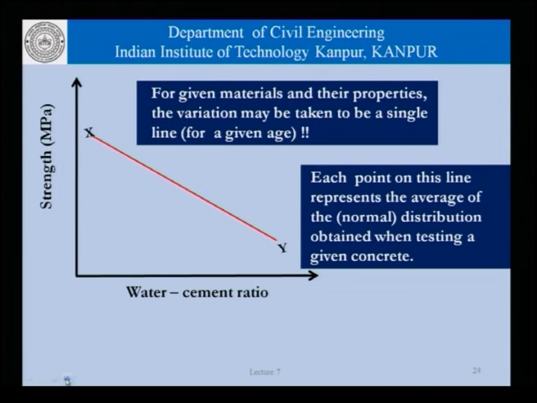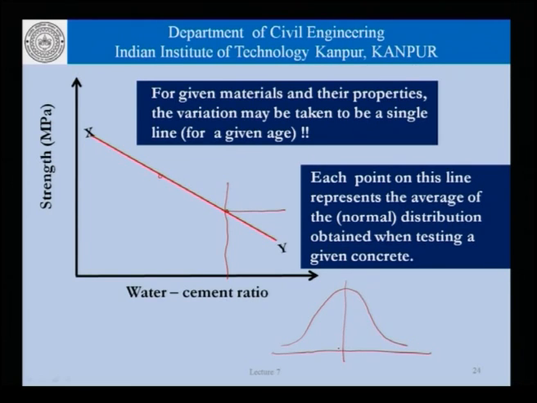We must remember, each point on this line, whether it is a point here or a point here, actually represents the average of the normal distribution obtained when testing a concrete. So, what we are really saying here is that for a given water cement ratio, if we test a lot of cubes, what will we get? We will get a distribution in strength which is something like this. That is what we talked about. And this will be for a certain water cement ratio.